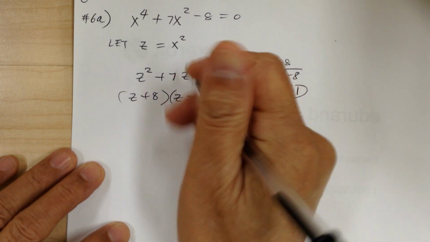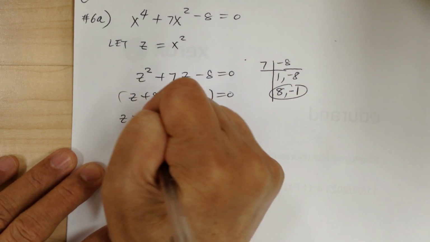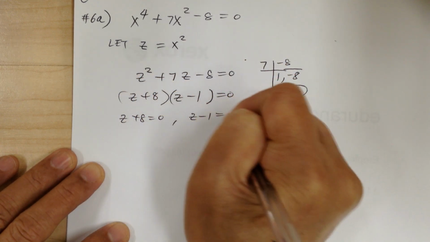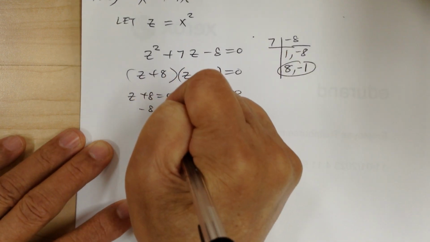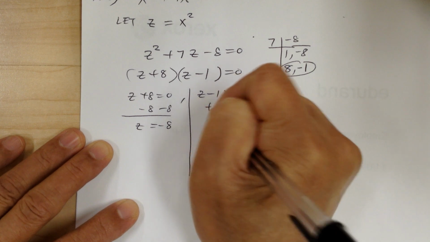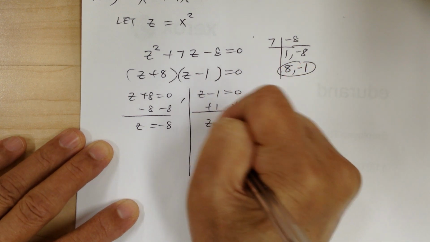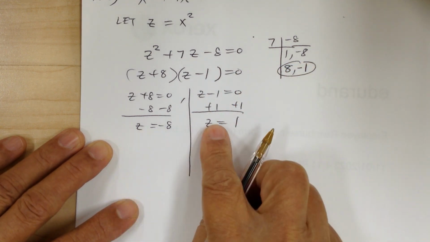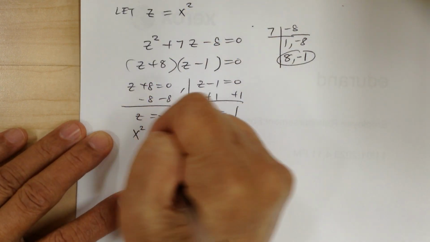And then from here you can solve. So z plus 8 equal to 0, z minus 1 equal to 0. Minus 8 on both sides, so you get z equal to negative 8, and here plus 1 on both sides, so you get z equal to 1. Once you solve for z, you have to put it back. Z is x squared, so put it back in here.